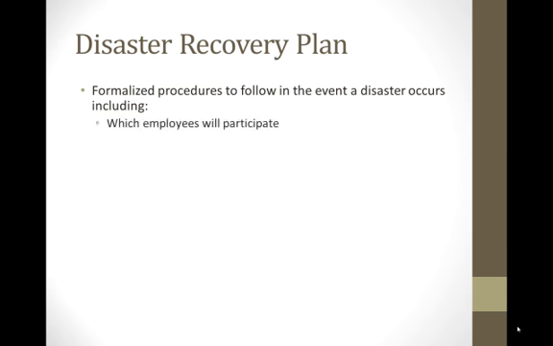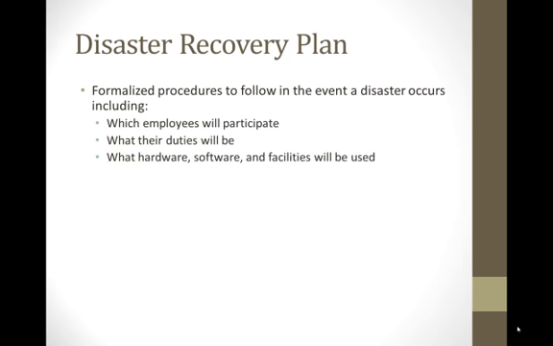What are the types of things you have to deal with? Include which employees will participate, what their duties will be, what hardware, software, and facilities will be used, the priority of applications that will be processed. So in other words, what's most important to get back up and running first, second, third, those types of things. Okay? And use of alternative facilities if that's possible.